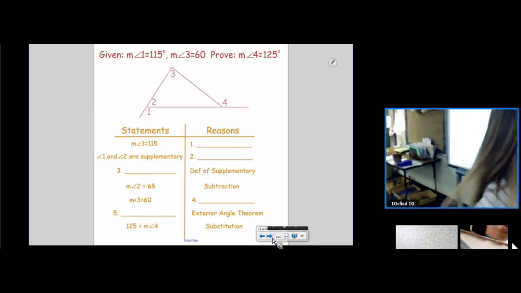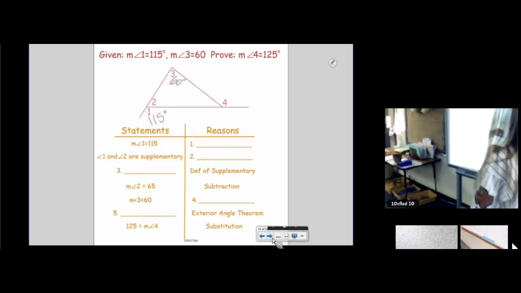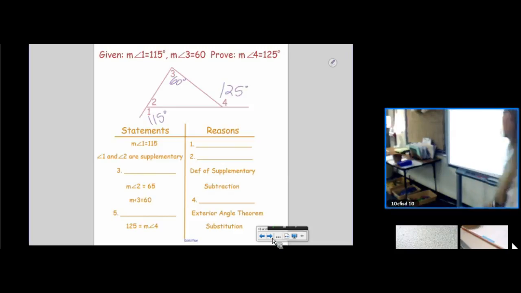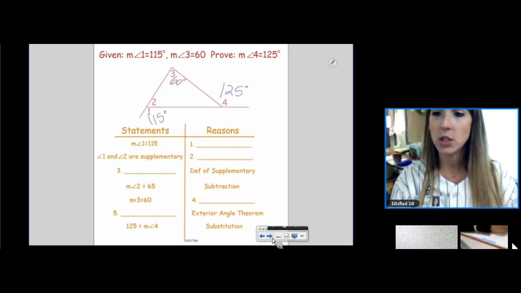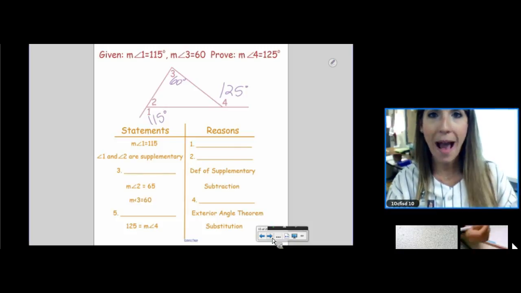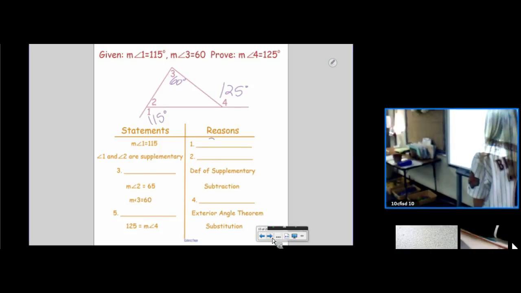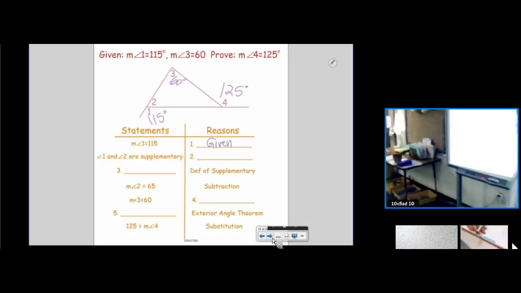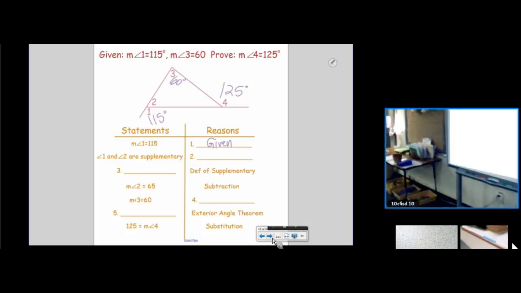Given the measure of angle 1 is 115 degrees, the measure of angle 3 is 60 degrees, prove that the measure of angle 4 is 125. So mathematically, you could find that very quickly, but we are going to write all of our steps down and back it up with theorems and definitions. Statement. The measure of angle 1 is 115. What's the reason? Given. Cool. Statement. Angle 1 and 2 are supplementary.